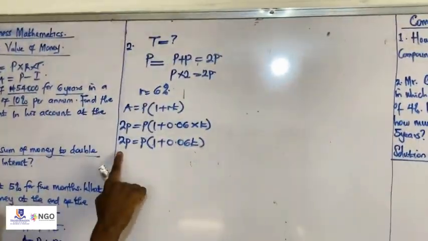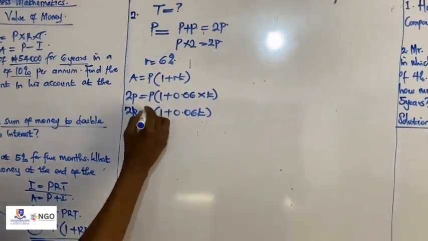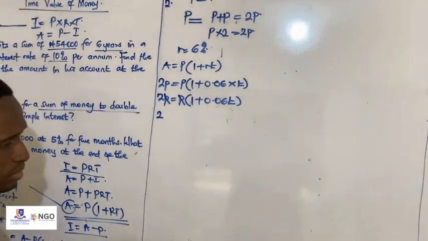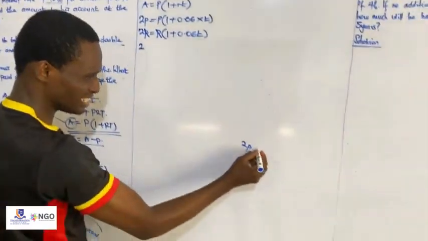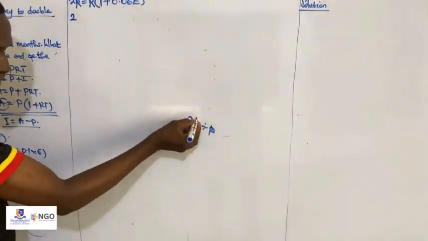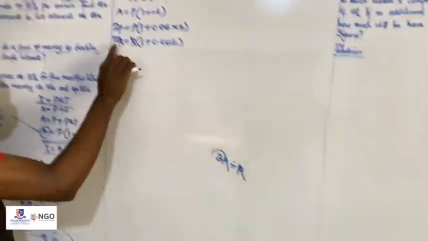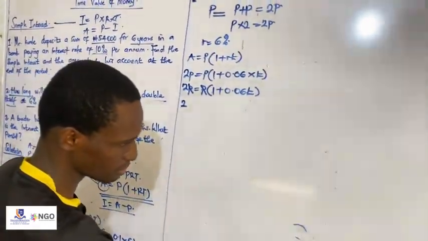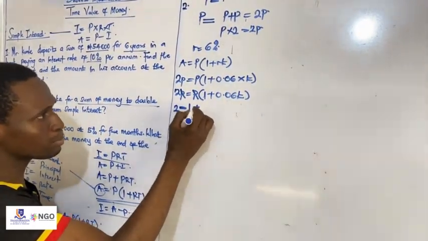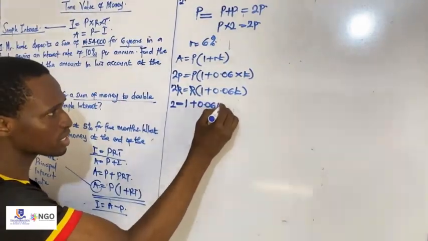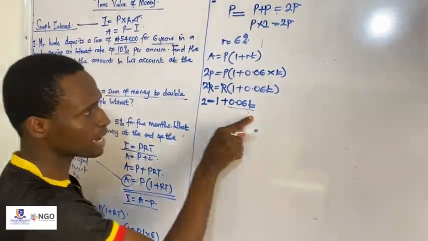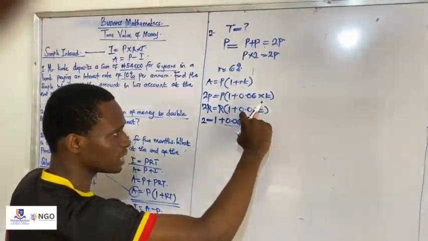Then, if you look at it, this is 2P, this is P, this cuts out this. Then I'm left with 2. It's just the same thing as saying 2P divided by P. P cuts it and it's left with 2. So now 2 equals 1 plus 0.06T. I am looking for T, right? So I need to make this the subject of the equation.